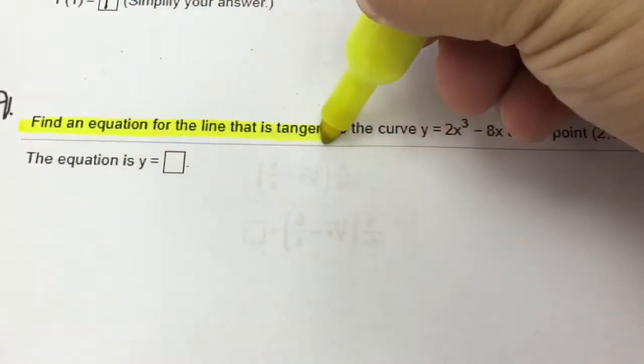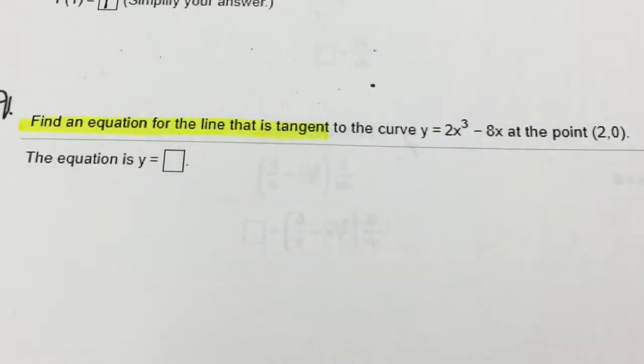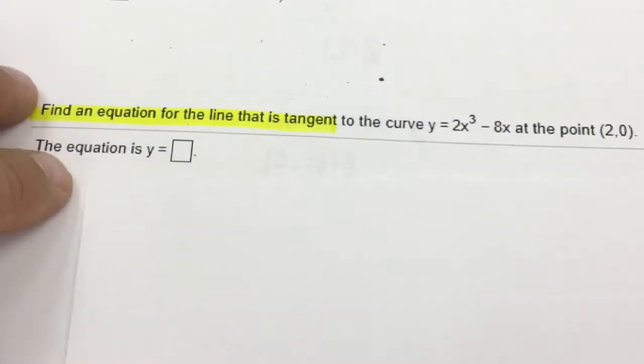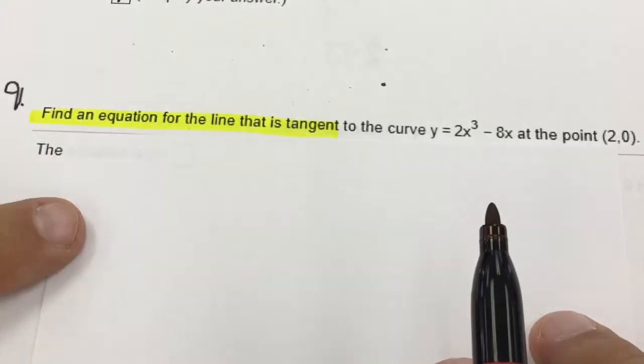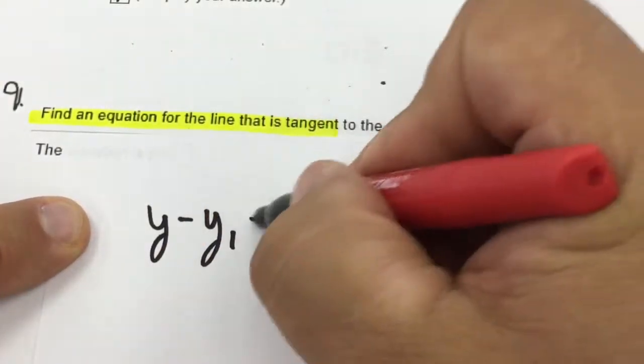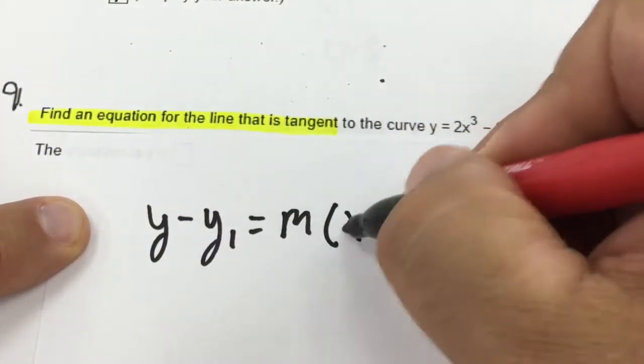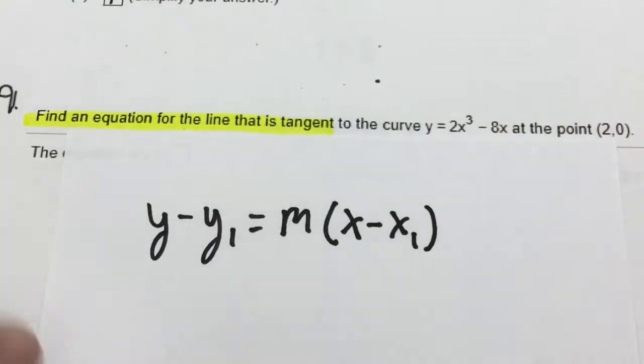We want to get used to when it says find the equation for the line that is tangent. When it says that, what you might want to think is this formula from Algebra 1. When it says find an equation of a line, it's going to be y minus y sub 1 equals m, which is the derivative, times x minus x sub 1. We're going to be using that formula quite often.